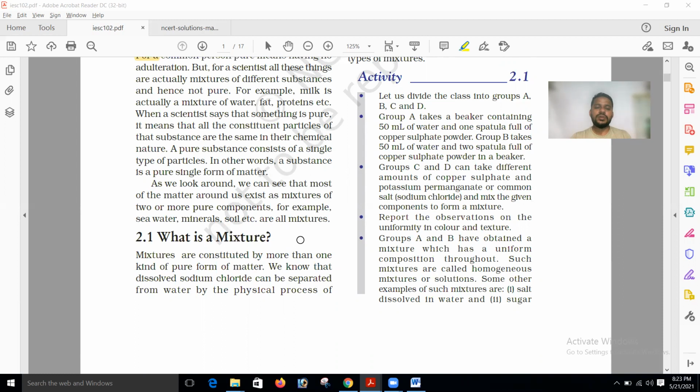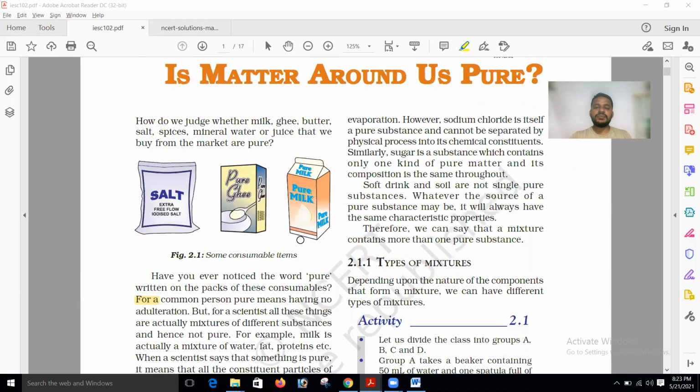We know that dissolved sodium chloride can be separated from water by the physical process of evaporation. Sodium chloride means our common salt. So if we have salty water, that is, sodium chloride mixed with water, we can separate the sodium chloride from the water by the simple process of evaporation. I hope all of you know what evaporation is. Sodium chloride itself is a pure substance, but it cannot be separated by a physical process.